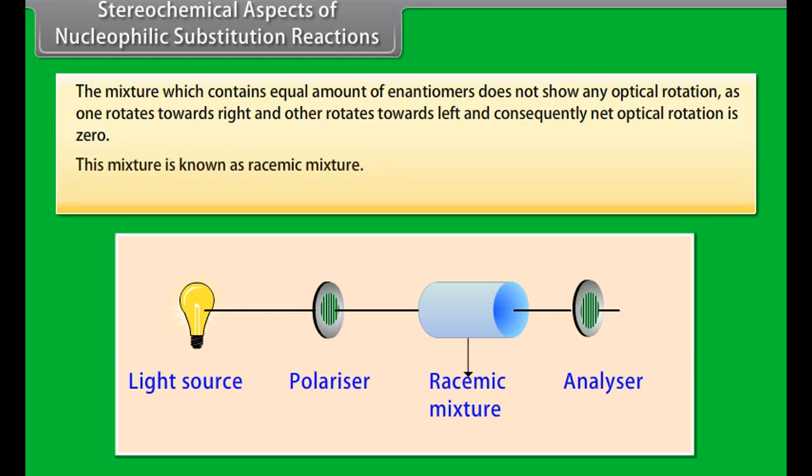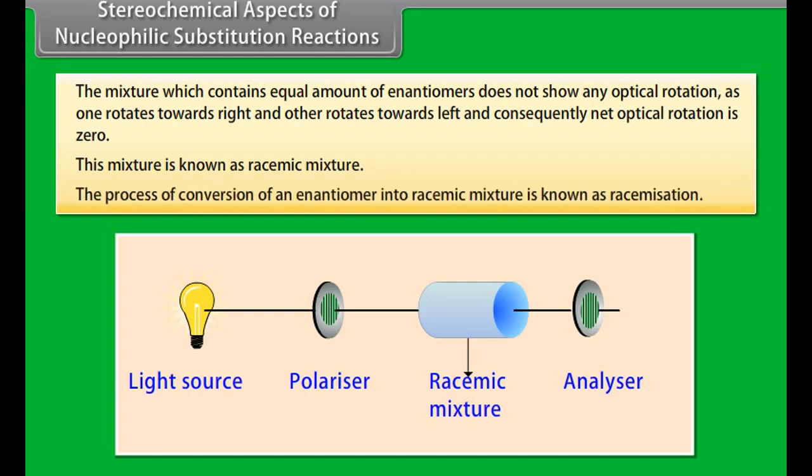This mixture is known as racemic mixture. The process of conversion of an enantiomer into racemic mixture is known as racemization. Stereochemical aspects of nucleophilic substitution reactions.